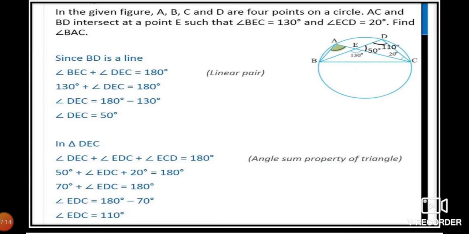Next, observing carefully, in the given figure A, B, C and D are 4 points on a circle. AC and BD intersect at a point E such that angle BEC equals 130 degrees, angle ECD equals 20 degrees. Find the angle BAC. Students, this is also a very easy concept.